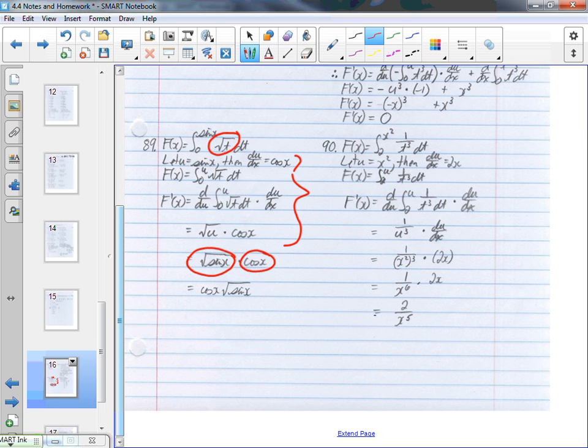Now, and here's the thing. Be able to do this in 2 or 3 steps. Don't forget why it works. Because the AP people will ask you, you will be asked several questions about the second fundamental theorem of calculus. There's no doubt about it.